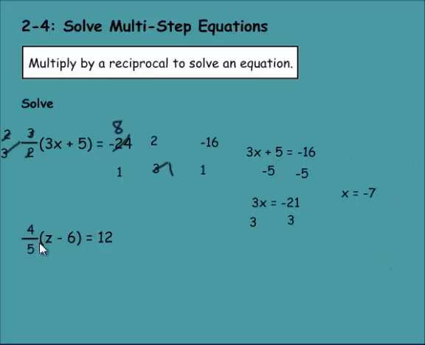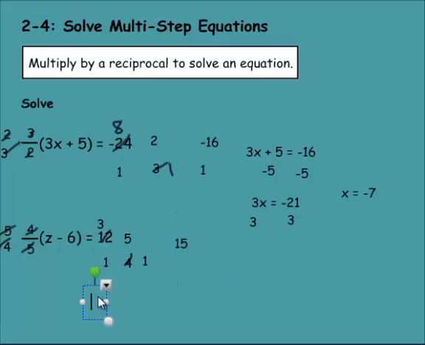Now we have 4 over 5 times z minus 6 equals 12. Another one where we can do the reciprocal. So 5 and 4 over 1. Let's do all the crossing out that we can do. These can all cross out. This can turn into a 3 and that can turn into a 1. So 3 times 5 is 15 over 1 is just 15.